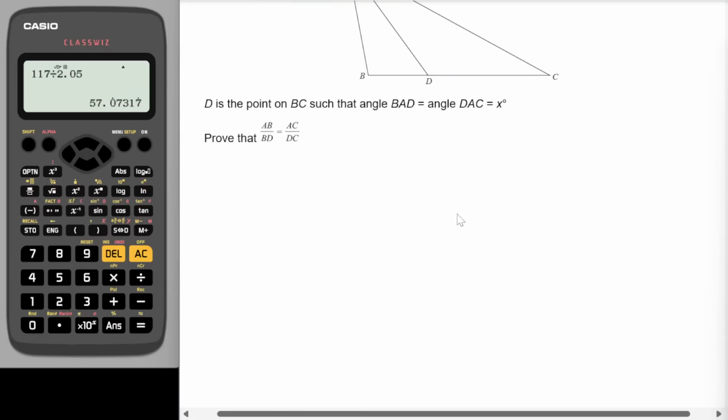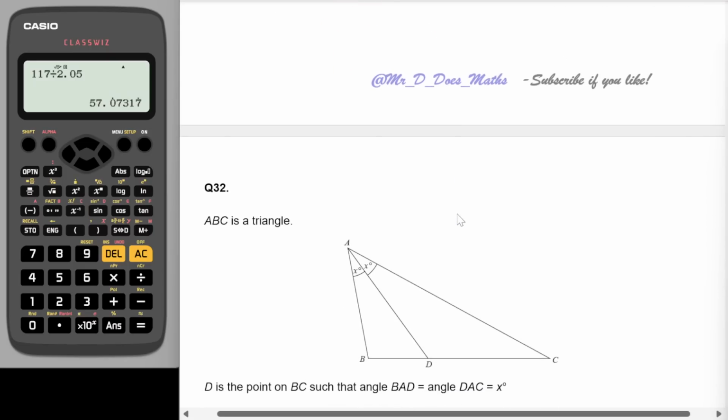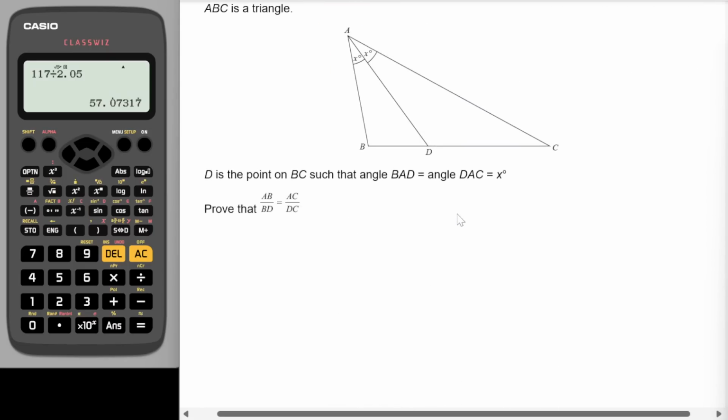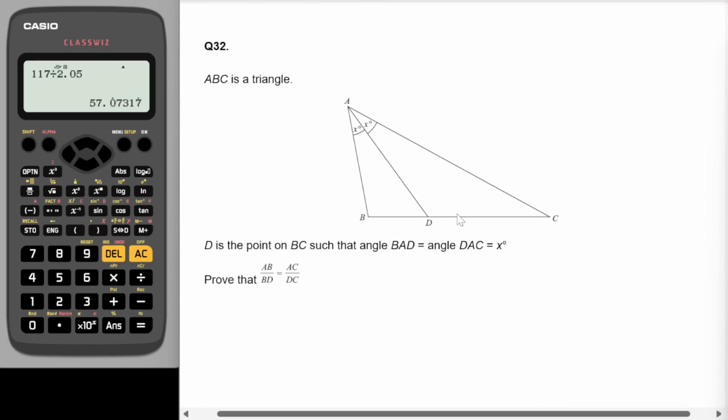Okay, and final question. ABC is a triangle. Point D is on the side BC such that angle BAD is equal to angle DAC, which is equal to x. Prove that AB over BD is equal to AC over DC.